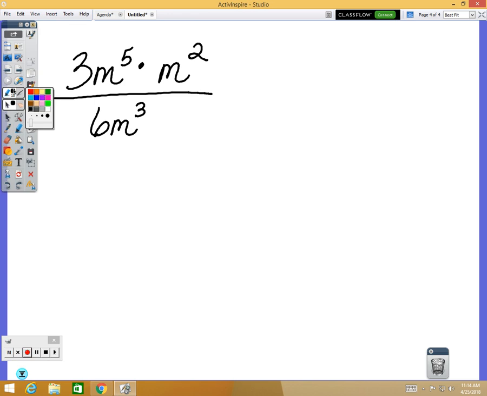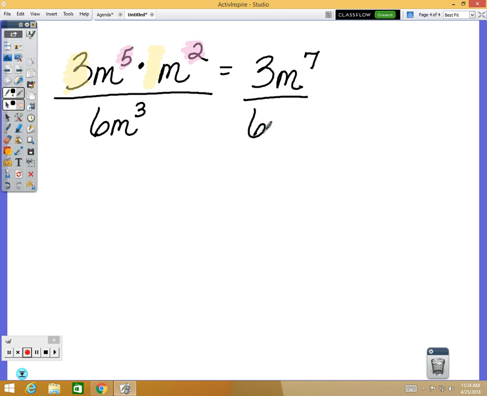So looking at your coefficients first, 3 times, what's here? 1. 3 times 1 is 3. Keep your base. Add your exponents. 5 plus 2 gives you 7. All of that goes over 6 m to the 3rd. So again, that was our first step, was doing just the numerator. Now we are going to do this as our second step. So we're going to simplify our fraction. 3 over 6 equals 1 over 2, a half.